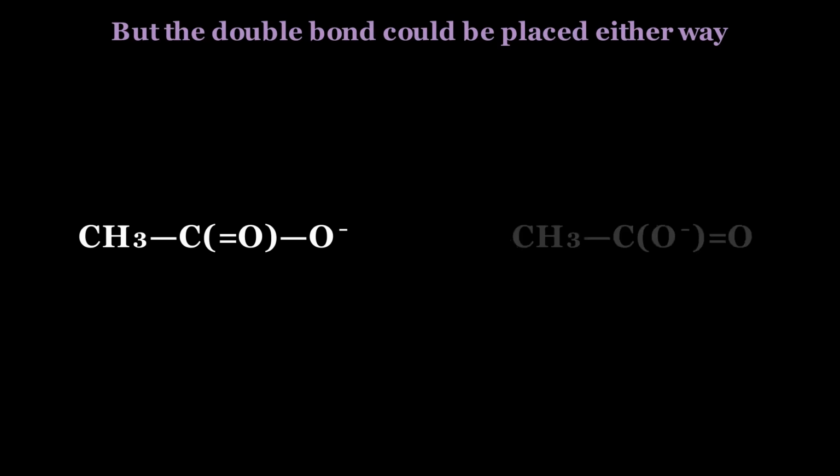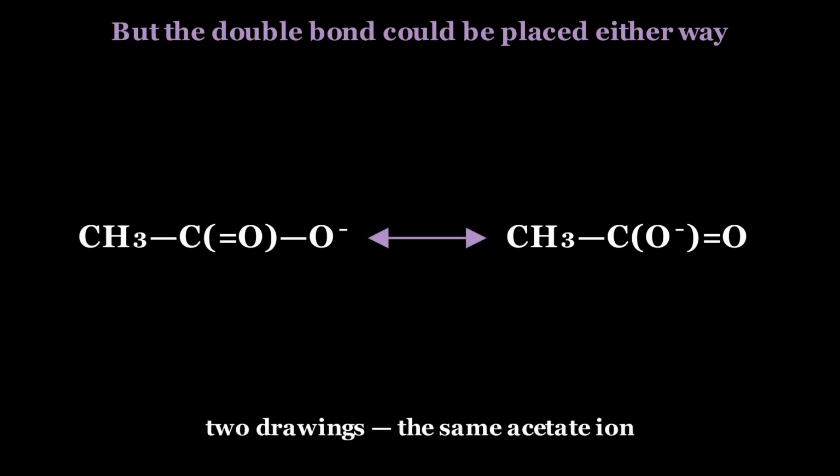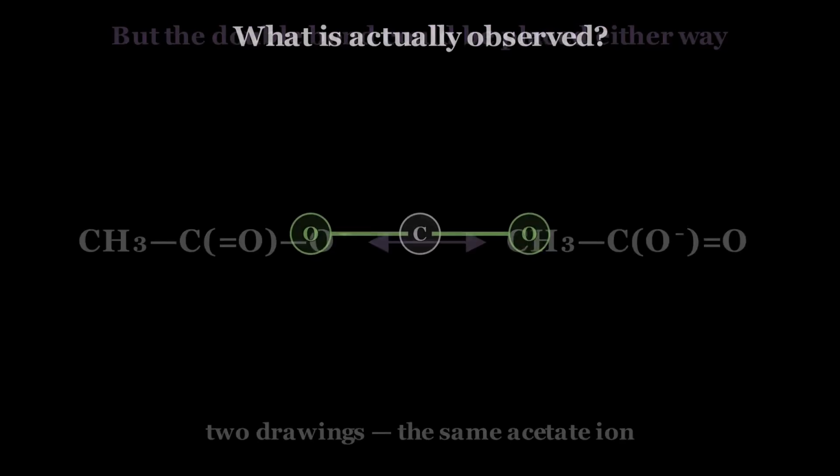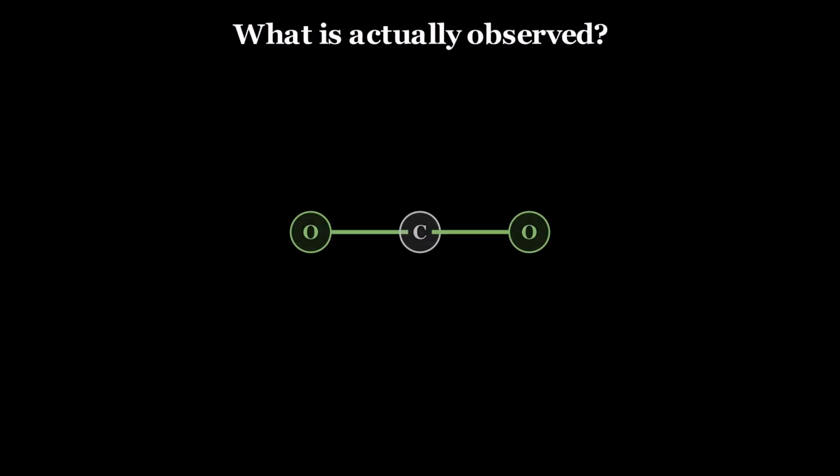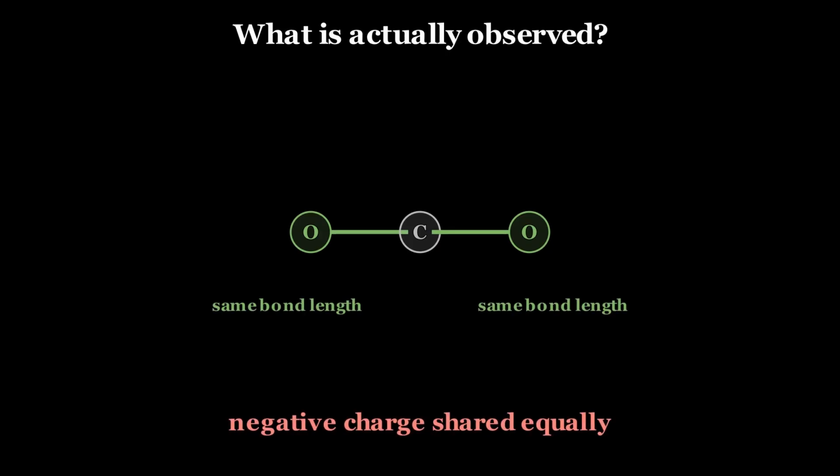But wait, look at what we just did. We put the double bond on one oxygen and left the negative on the other. Nothing forced us to do that. We could have easily done it the other way around. Two drawings, the same molecule, the only difference is which oxygen carries the negative charge. And here's the interesting thing: if we measure the acetate in the laboratory, the two oxygens are really identical. They have exactly the same bond length.